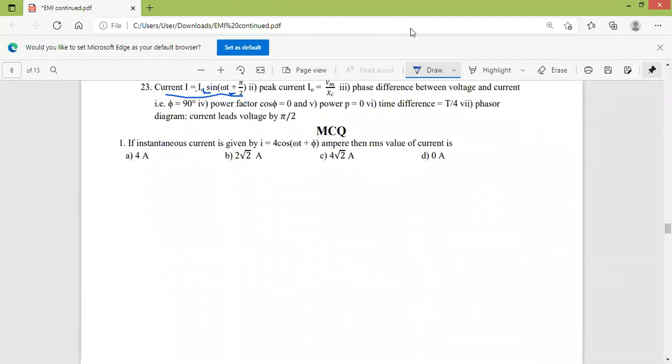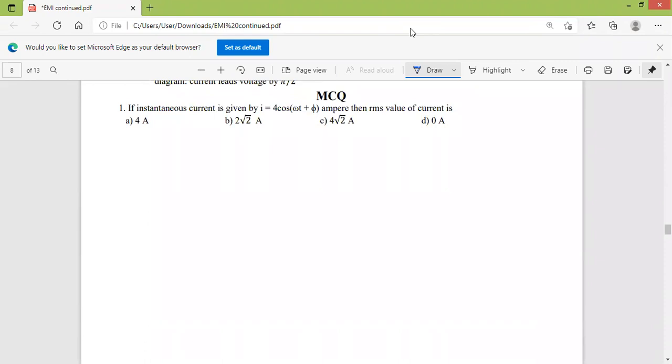The first one. If instantaneous current is given by I is equal to 4 cos omega t plus 5 ampere, then the RMS value of the current is asked. RMS value of current.